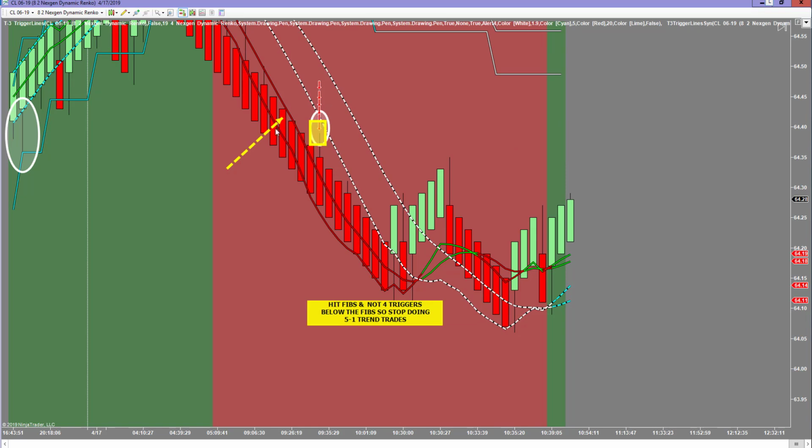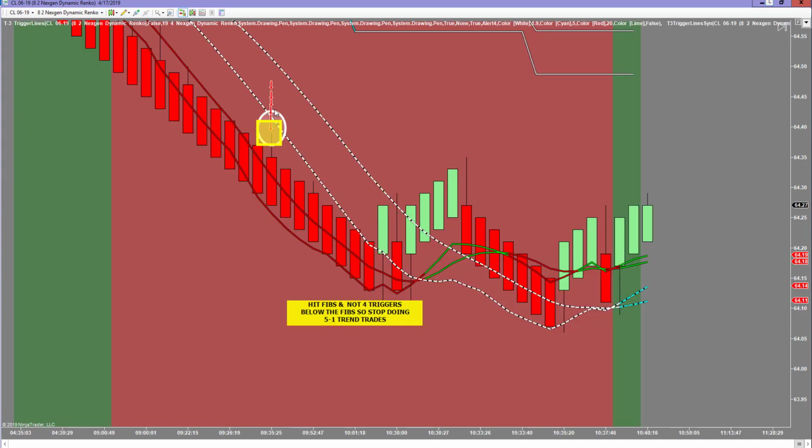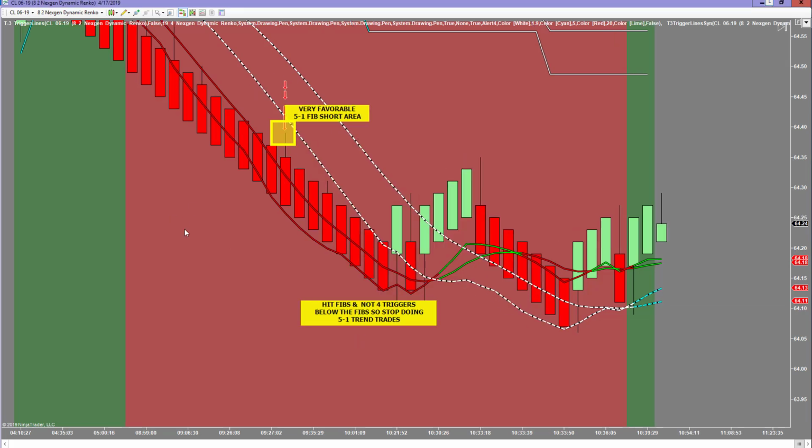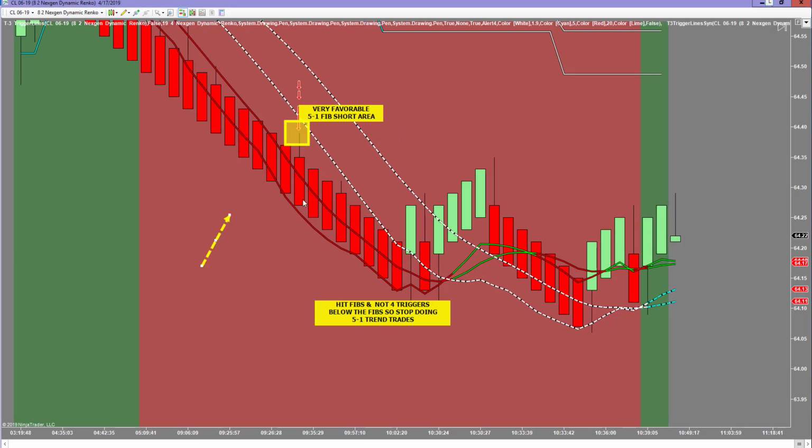Over here, where I was telling you we had a really favorable 5-1 look for shorts. So again, I want you to visualize this for a second. Very favorable 5-1 Fibonacci short area. So you have to ask yourself, is it going to work? The question of if your trade is going to work or not is answered by the trigger lines. So again, look at the trigger line configuration here and then ask yourself if this is going to work.